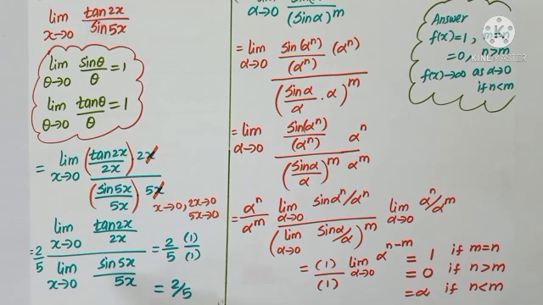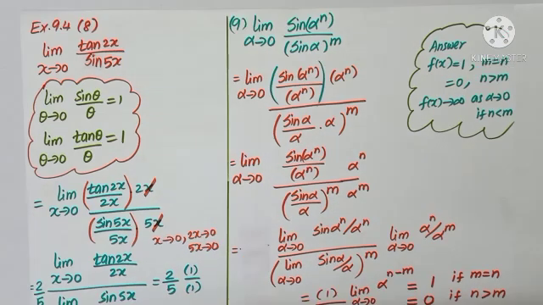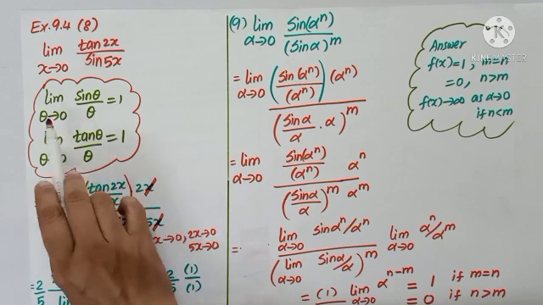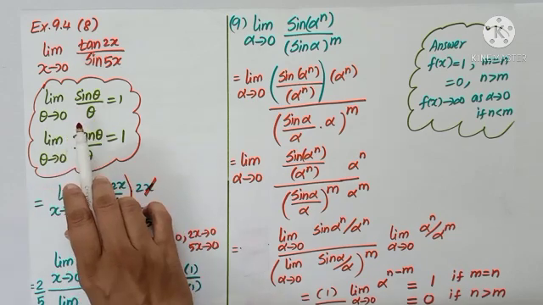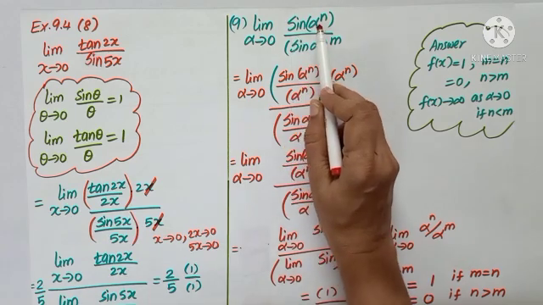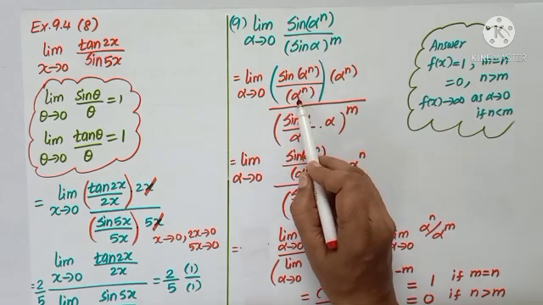So, the numerator becomes 1, the denominator also becomes 1, and the final limit is 2 by 5. Question number 9. Limit alpha tends to 0, (sin alpha power n) by (sin alpha) the whole power m. As before, let us apply this formula. Limit theta tends to 0, sin theta by theta is 1. So what comes with sin? I need it in the denominator.